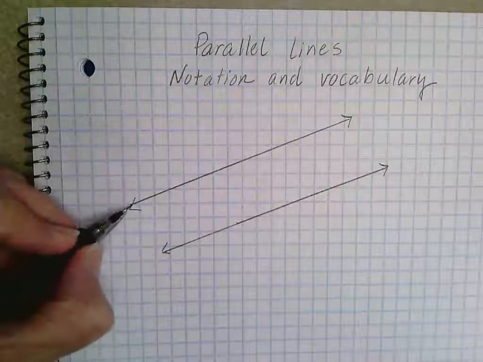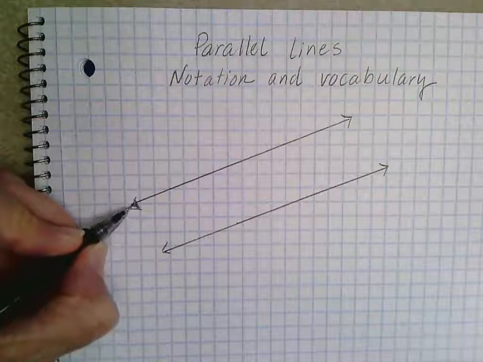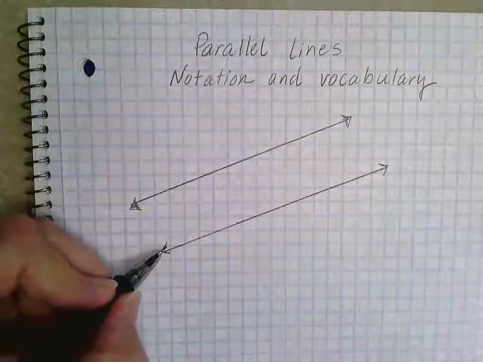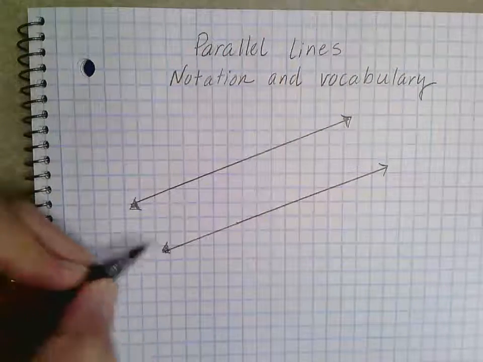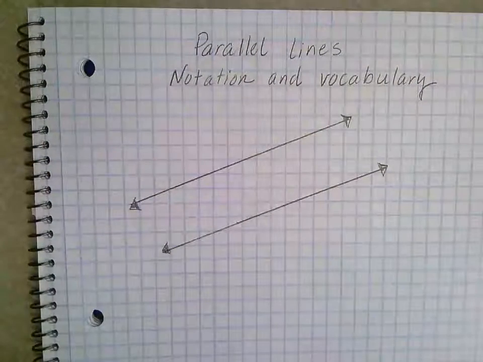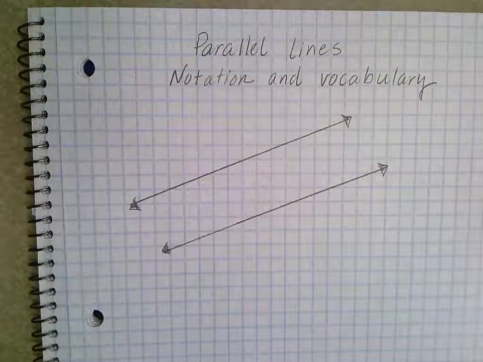They are indicated by lines with arrows on the end, and those arrows indicate that if the paper could be as big as infinity, those lines would continue on to infinity.